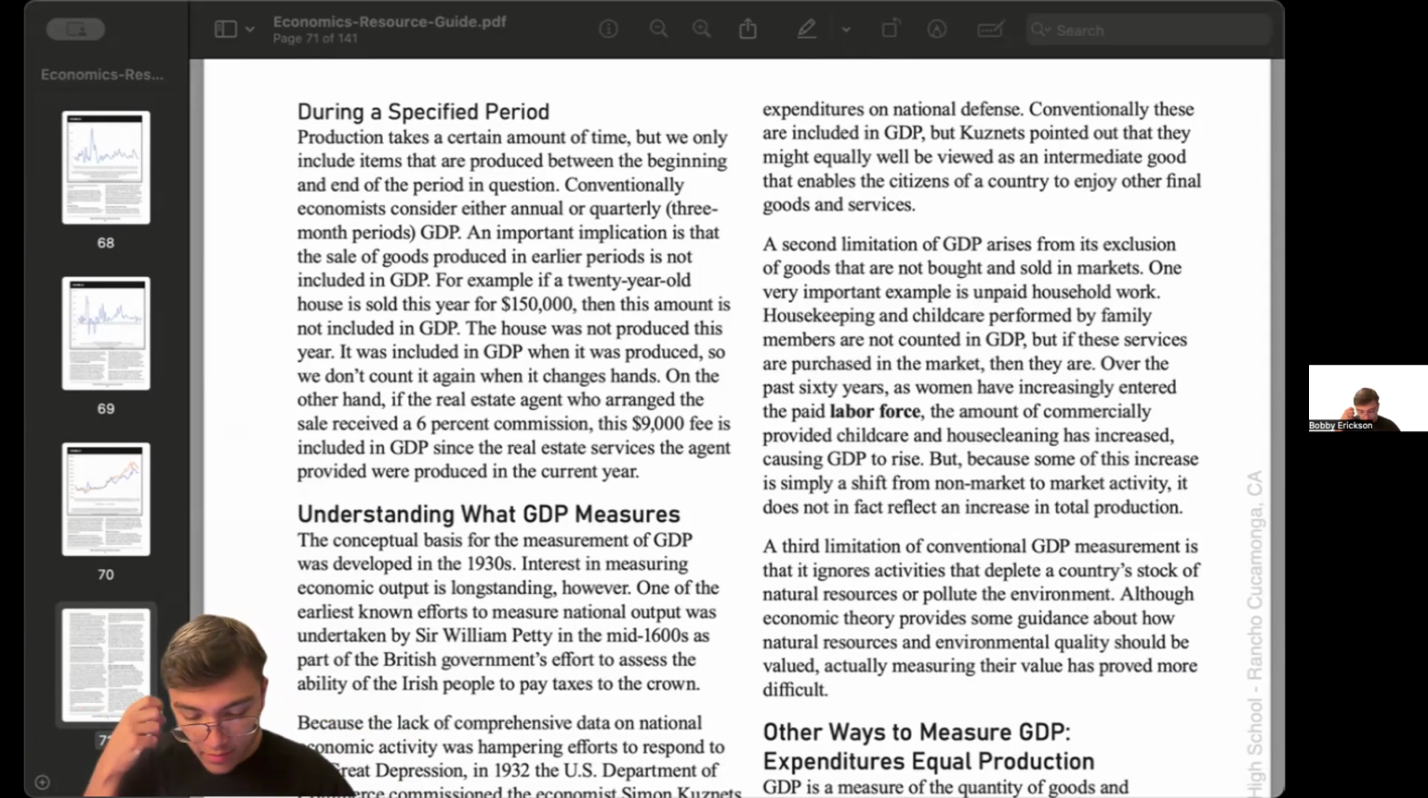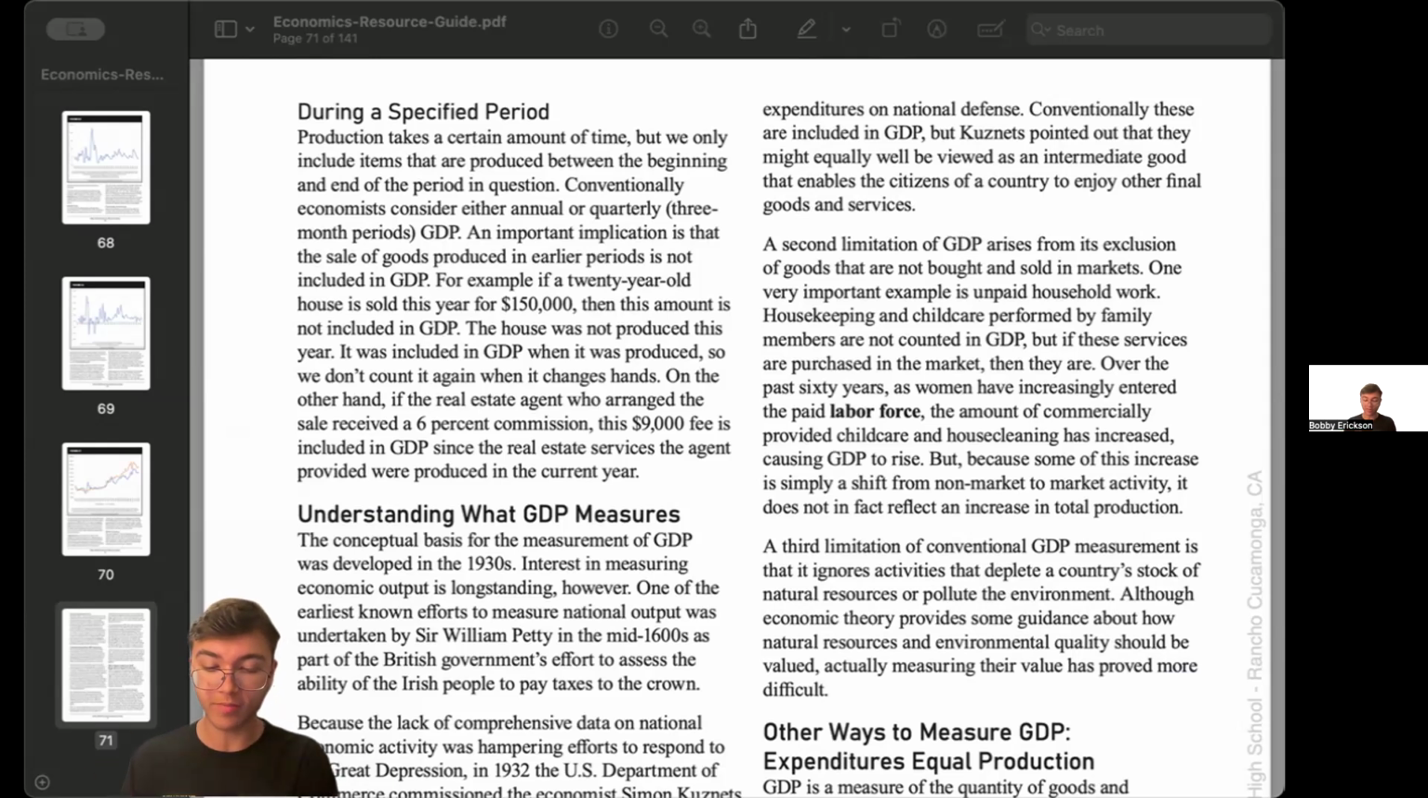But even though there is an increase in GDP, that doesn't mean that there was an increase in total production, because beforehand it was just non-market activity of childcare and house cleaning.